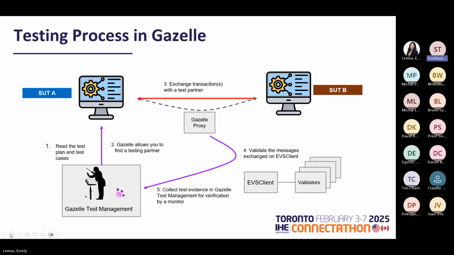Also, one more precision: during the event, you can execute no-peer tests. No-peer tests are tests you perform with the simulators. Peer-to-peer tests are tests you execute between your real system and another real system. You also have the group of tests that connect more than 3, 4, 5 systems that are exchanging messages together. So this is globally the testing process in Gazelle during the event. Next slide, please.